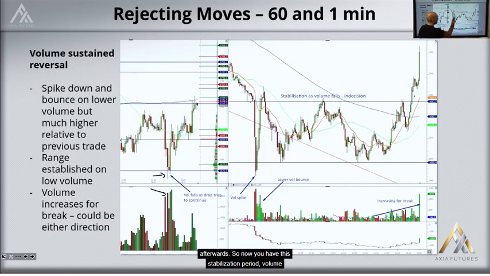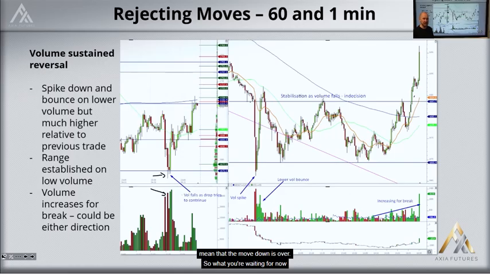So now you have this stabilization period. Volume generally falls away. So at this point, we are now in a period of indecision. We could go either way here. And just because you've had the instantaneous end of movement, the exhaustion stopped, and then the market starts to bounce back, doesn't mean that the move down is over.